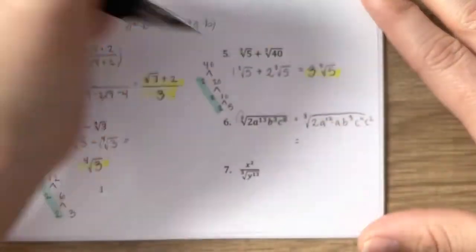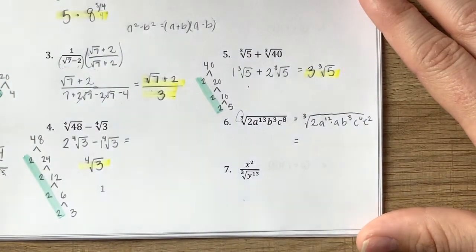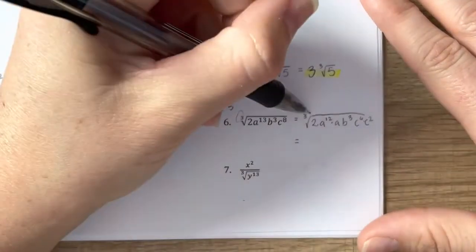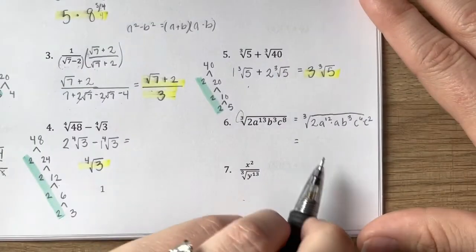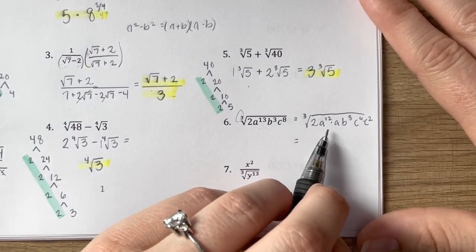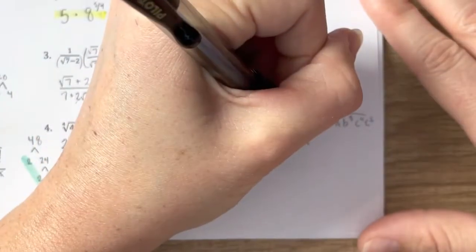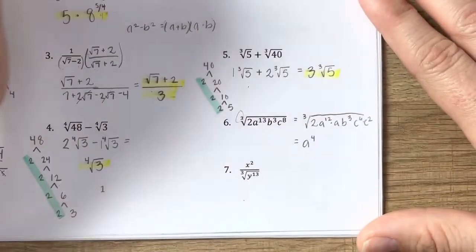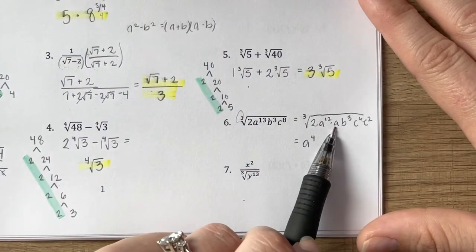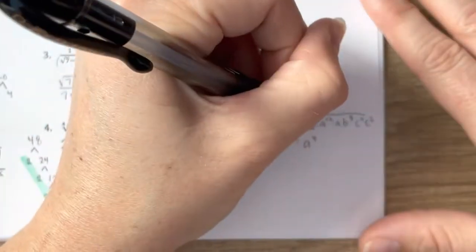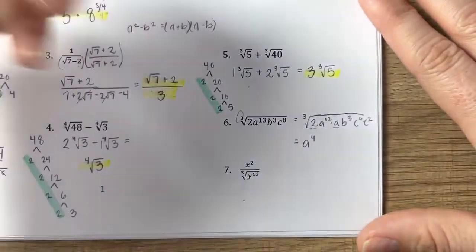And then now I can start pulling things out. In order to pull things out, it has to be divisible by our root, by 3. So the 2 has to stay in. The a to the 12th I can pull out by dividing 12 by 3, so it'd become a to the 4th. And then an a stays in there. Just make sure you're paying attention to what stays in there. So far we have the 2 and the a.